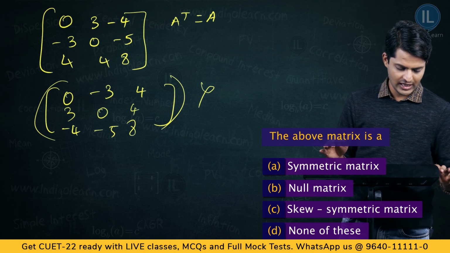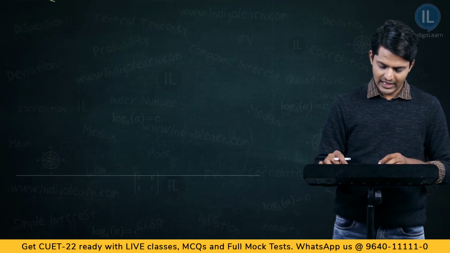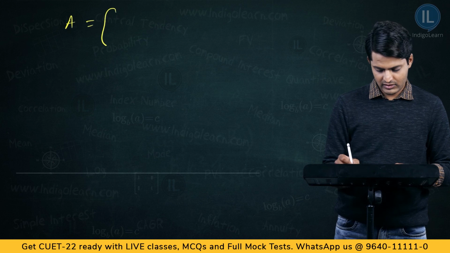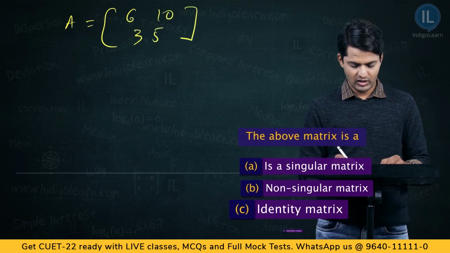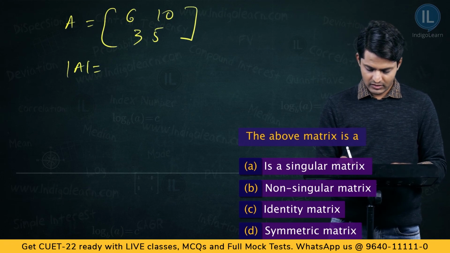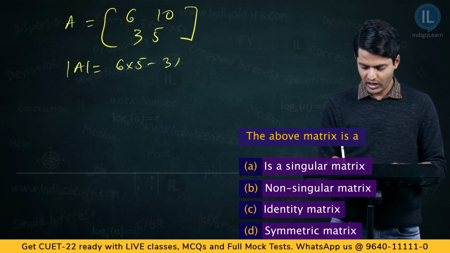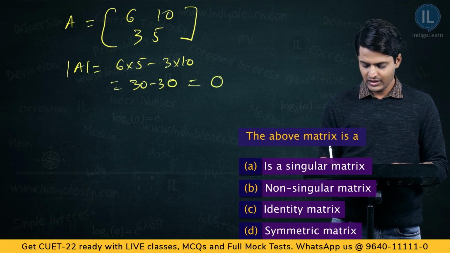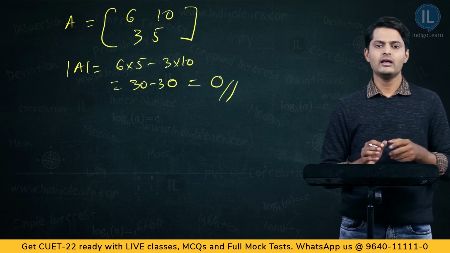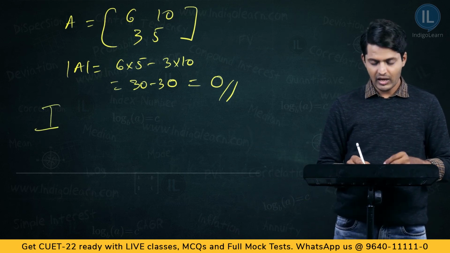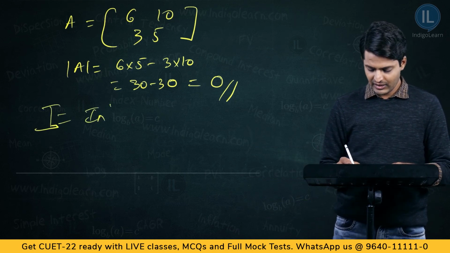Okay. So coming to your last question, if the value of the matrix A is given as 6, 10, 3, 5, what kind of matrix is this? Okay. So let's find out delta A. 6 into 5 minus 3 into 10. So 30 minus 30, which is equal to 0. That means it's a singular matrix. So what is the option? 35th answer is A. So please remember, whenever I use the term I, it means it's an identity matrix.